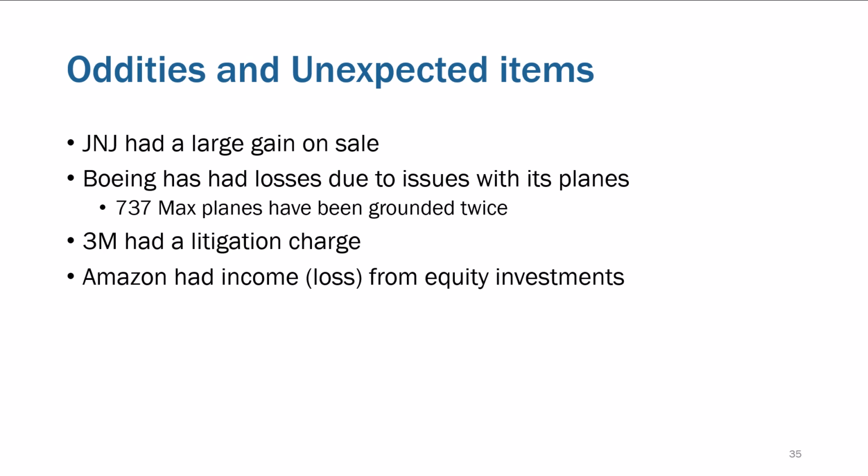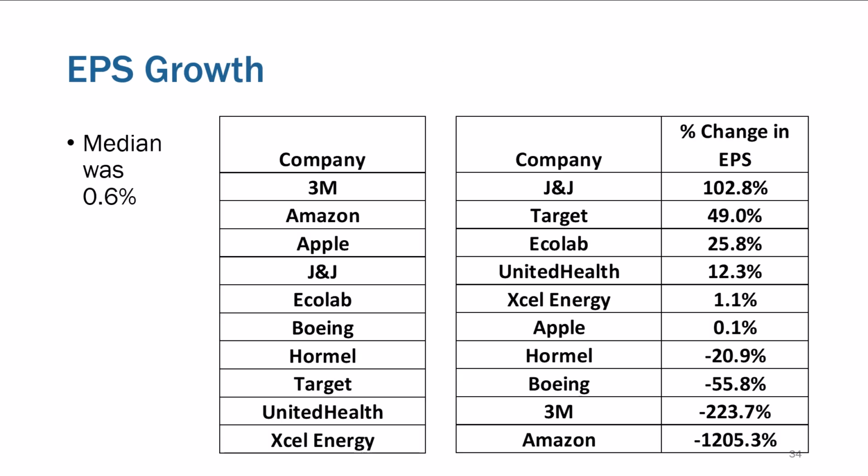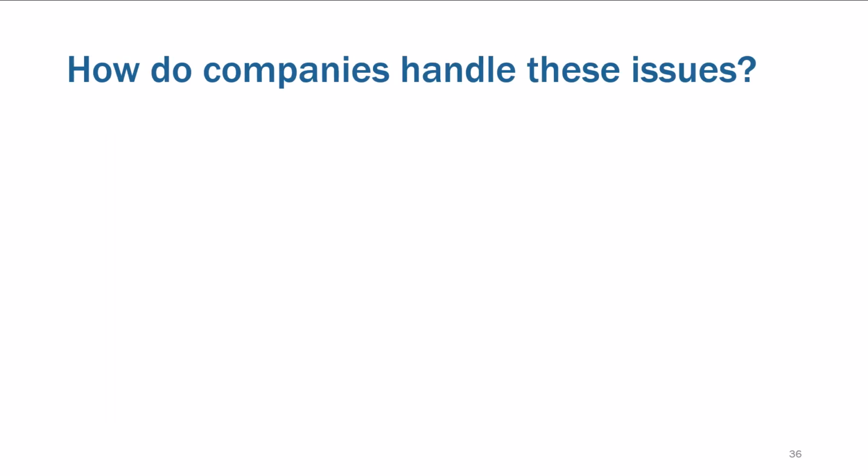I kind of throw out those examples. But outside of those, what do we see? We see companies all the way from Target at 49% to Hormel at a minus 20%. We can see Apple is pretty flat at 0.1%. Their revenues were down, but they must have cut expenses even more to get earnings per share going up that way, or maybe they did some sort of stock buyback. But we can see these are kind of all over the board this time.